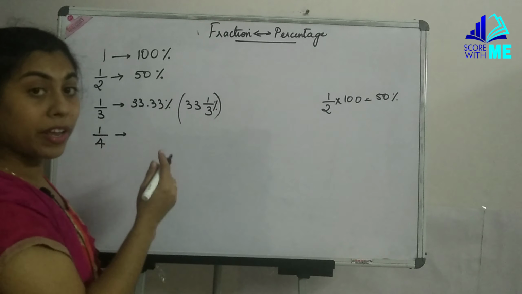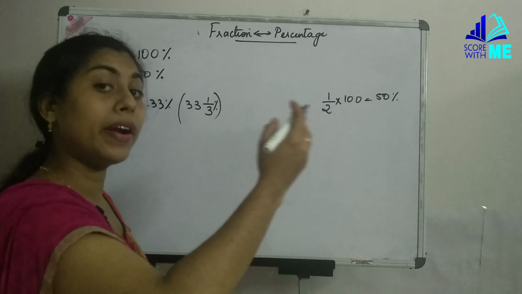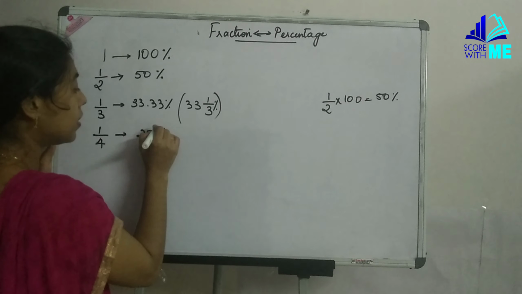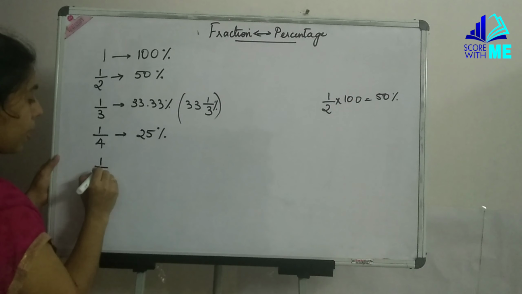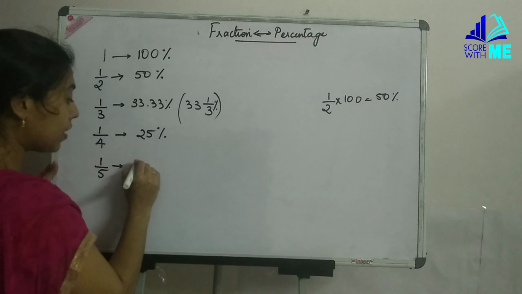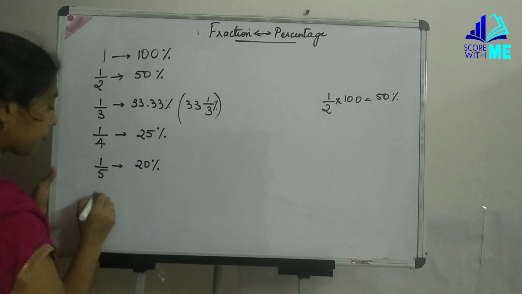Now 1 by 4. If we convert that to percentage, we know 100 by 4 is always 25, so directly we know that this is 25%. Next is 1 by 5. Again, we can say it as 100 by 5. This will give us 20%.